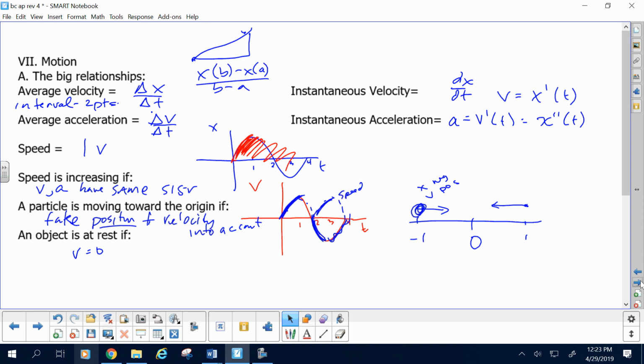So the particle is moving towards the origin if the velocity and position have opposite signs. It seems like it, yes. I'm not very good at remembering rules. So if you are, then go for it. But me, I would just remember to look at both.